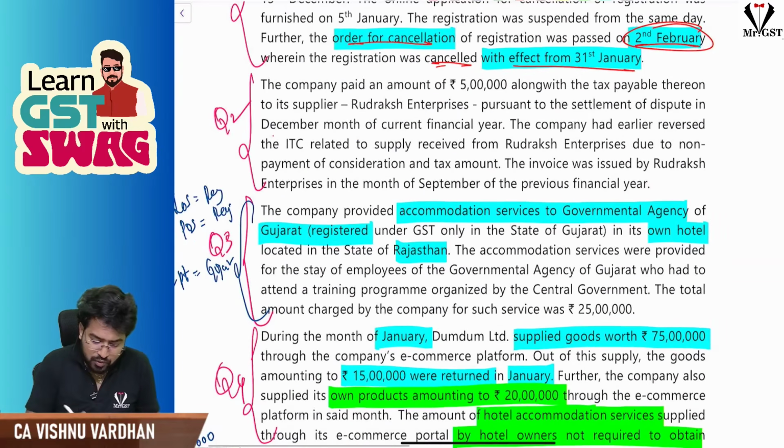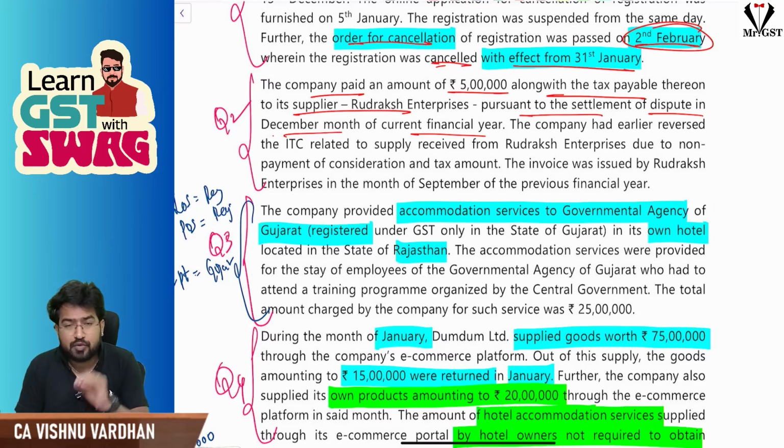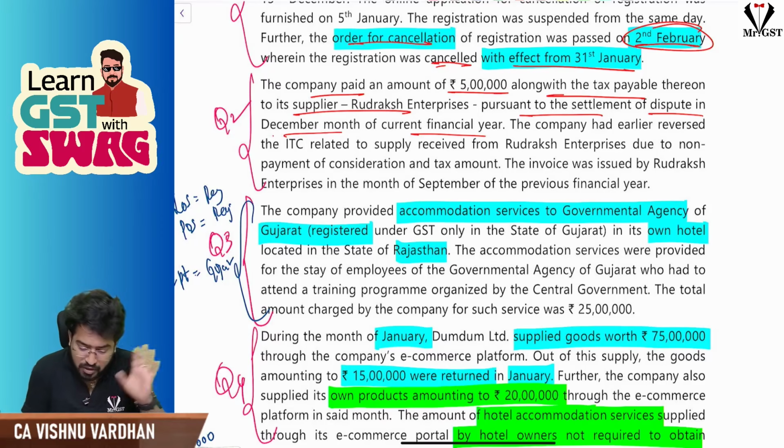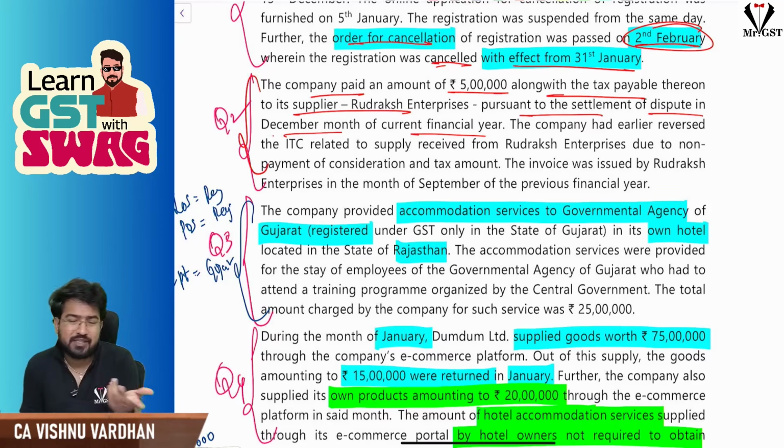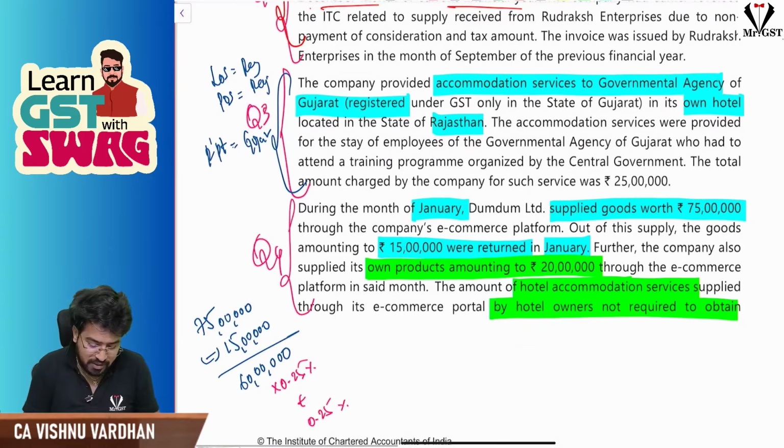Second one, as I told, the second question we have already solved. The company paid an amount of 5 lakh along with tax payable thereon to the supplier pursuant to settlement of a dispute in the current financial year. After 180 days, and so on, is there in this particular paragraph. But as you know, for re-availing ITC there is no time limit, so whatever information they have given is straight away irrelevant for us, just to confuse you. If you have any doubt, you can pause the video and read this paragraph.